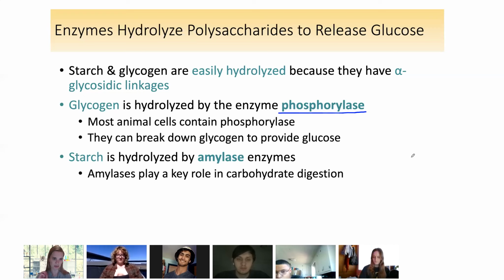Starch is going to be hydrolyzed, or broken down, by an enzyme known as amylase. If you remember, we named starch amylopectin, and we had amylose. So we had those two different starch molecules. So this is the enzyme that ends in ASE that breaks down our amylopectin type of things. This enzyme is actually found in two different places in our digestive system. You have one version of it in your mouth and another version in your small intestine.